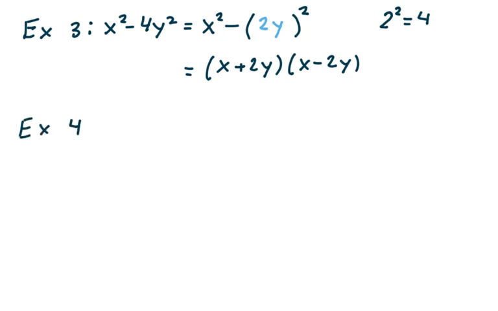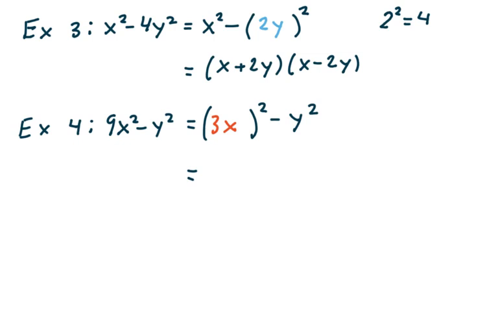Example 4. Suppose I had 9x squared minus y squared. But this can be written as 3x raised to the second minus y squared. Remember, 3 squared equals 9. And so as I factor, and again, remember, to factor means to write as a product, I'm going to write this as 3x plus y times 3x minus y.